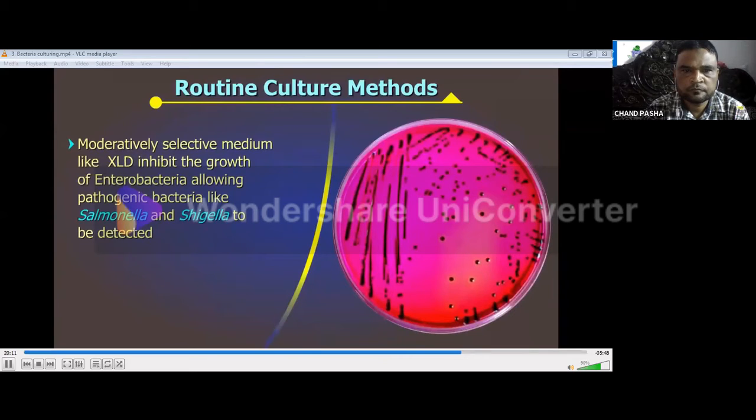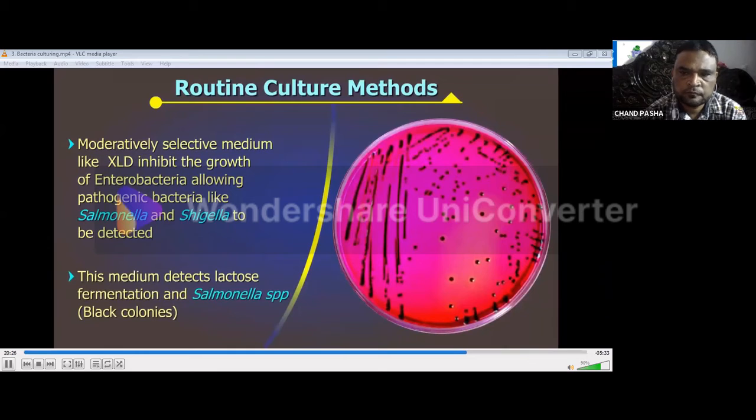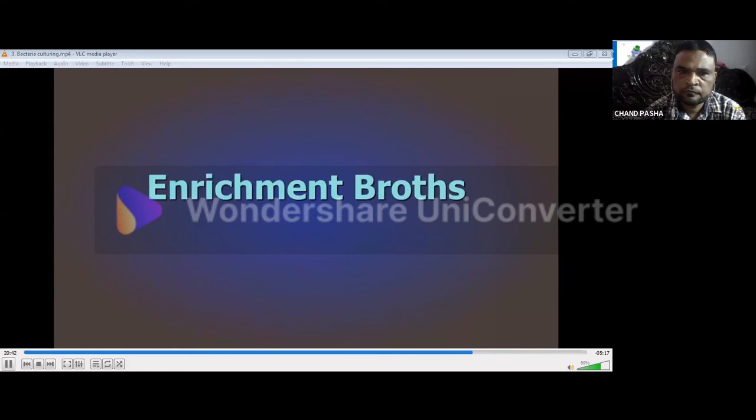Moderately selective medium like xylose lysine deoxycholate agar, or XLD, inhibits the growth of most Enterobacteria, allowing pathogenic organisms like Salmonella and Shigella to be detected. This medium, along with detection of lactose fermentation, also detects the production of hydrogen sulfide by the formation of black colonies, which is characteristic of some Salmonella species.